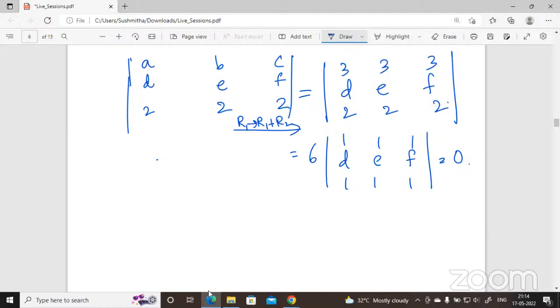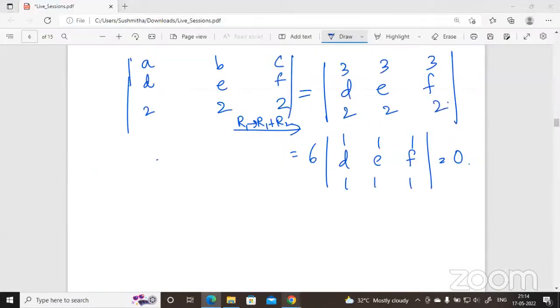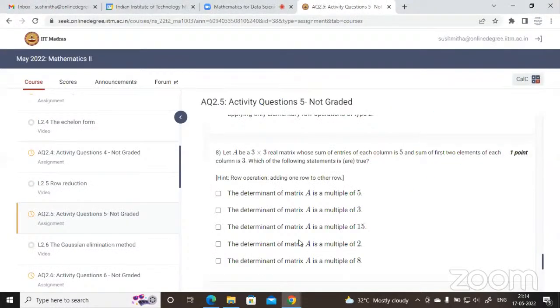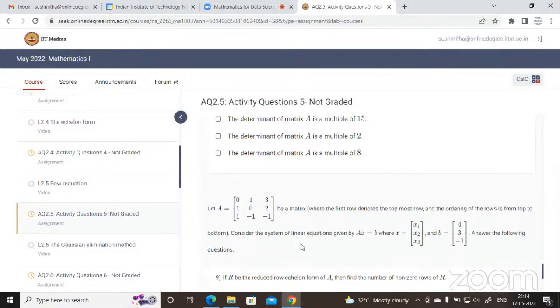Okay, ma'am. Can you announce the next question? Is this the 8th question? Yes, the 8th. So what is the answer of this? It is 0. The determinant is 0, so it is a multiple of every number. All options are right. Okay. Question number 9.